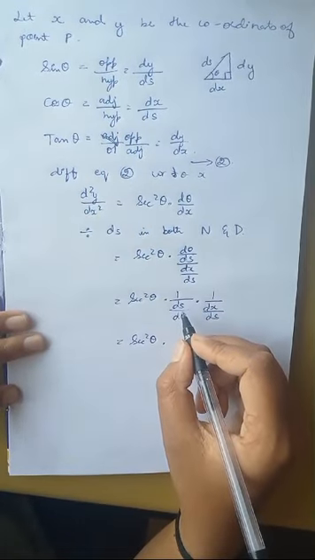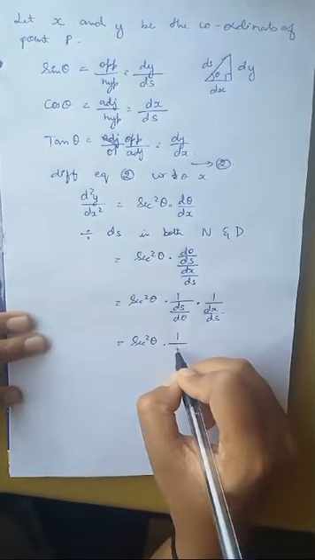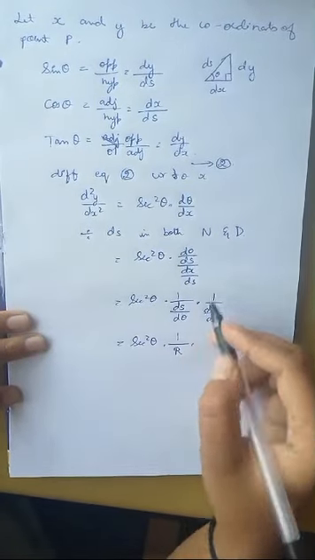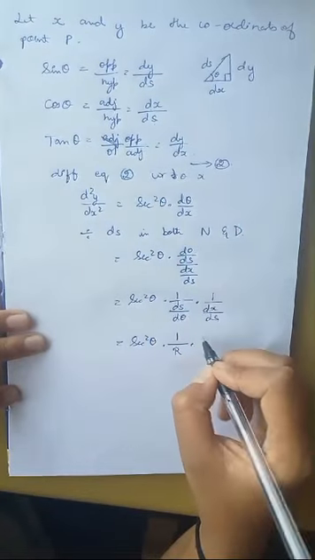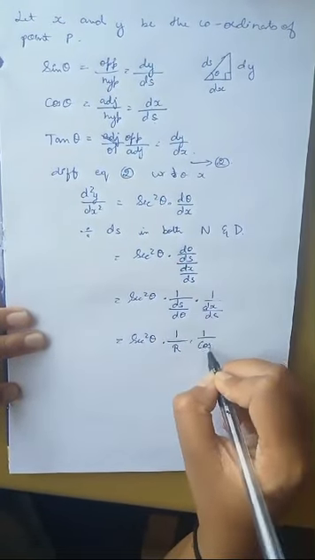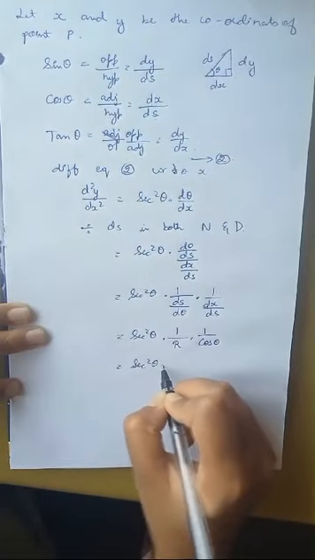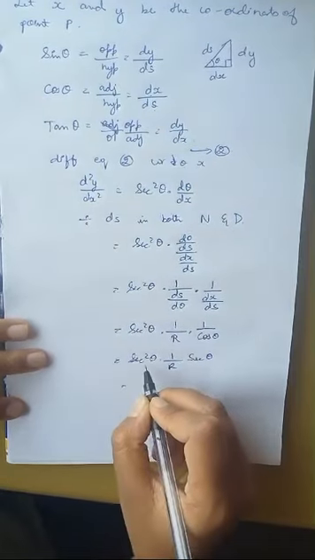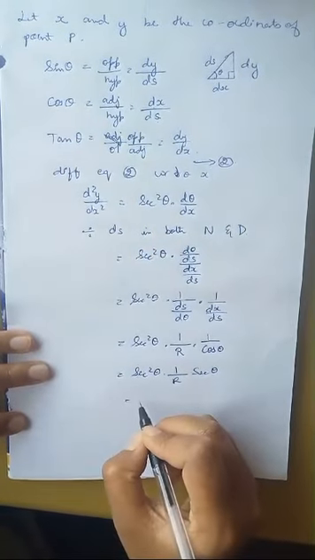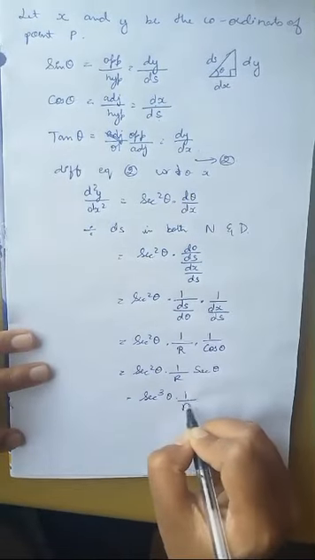Secant square theta we will write as it is, and by using equation number 1 we know that r is equal to ds by d theta. So we are substituting that here: 1 by r, into, we know that dx by ds is cos theta, so we will write cos theta here. We know that 1 by cos theta is secant theta. So multiplying secant square theta and secant theta, we get secant cube theta into 1 by r.